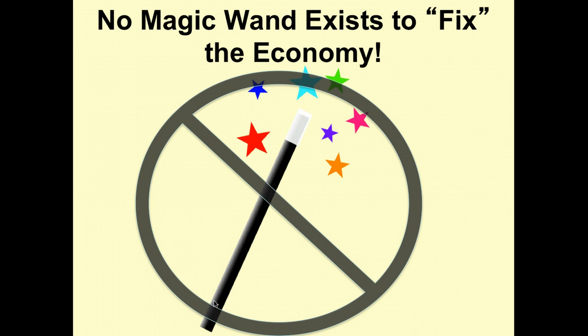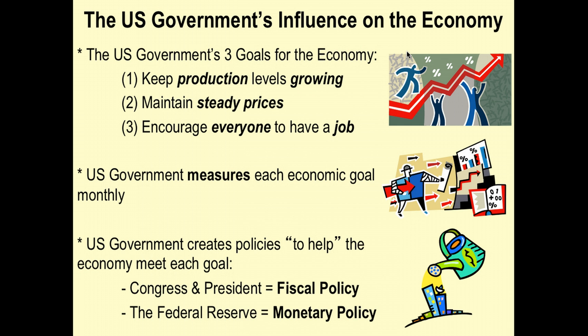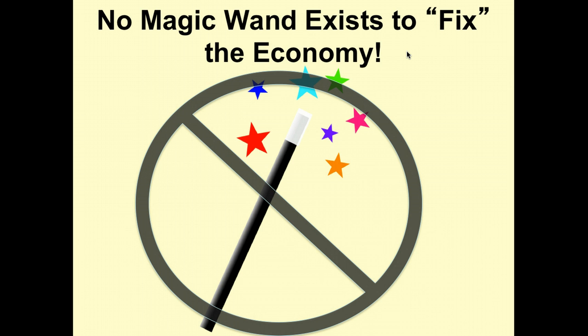All right. Something you'll hear me mention a lot as we go through economics is there is no magic wand that anyone possesses to fix the economy, be it a person, a company, or the government. There is no magic, no silver bullet to help the economy get better. What the government can do is create policies that make it easier to meet our three goals, which are keeping production levels going, maintaining steady prices, and making sure everybody has a job. So that's what we're going to focus on with our learning.